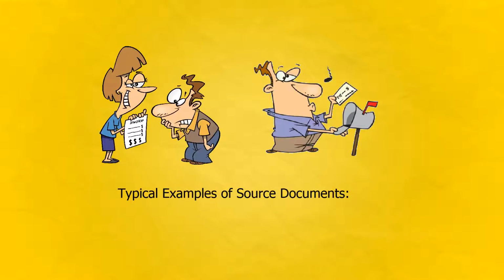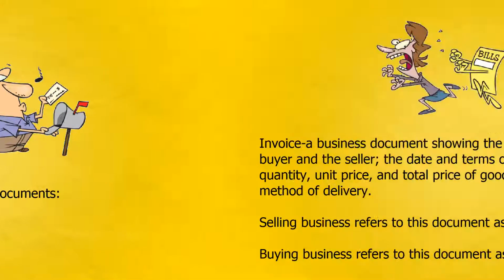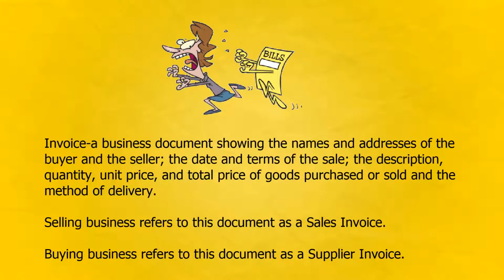Typical examples of source documents: Invoice, a business document showing the names and addresses of the buyer and the seller, the date and terms of the sale, the description, quantity, unit price, and total price of goods purchased or sold and the method of delivery. The selling business refers to this document as a sales invoice. The buying business refers to this document as a supplier invoice.